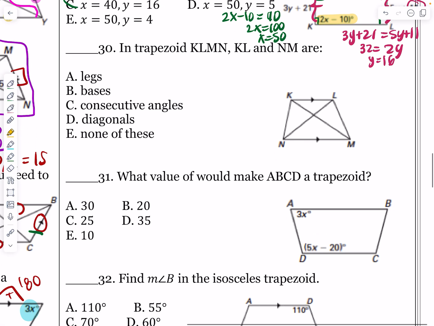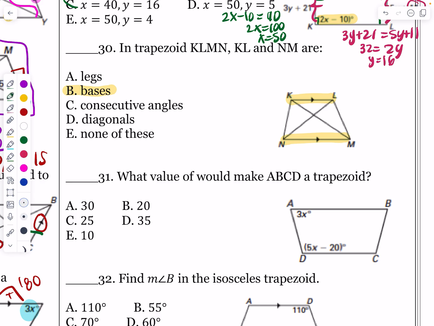All right, in this trapezoid, what do we know about a trapezoid? A trapezoid has one set of parallel lines, and it says what are KL and NM. Those are going to be bases. Are they anything else? They're definitely not the legs. You can't be a base and a leg in a trapezoid. They're not consecutive angles because those are side lengths. That's 2 letters, not 1, so definitely not angles.